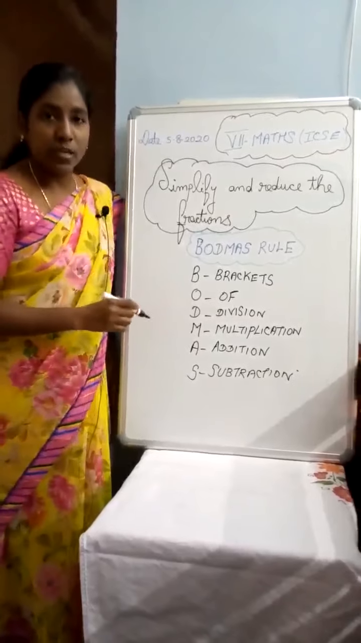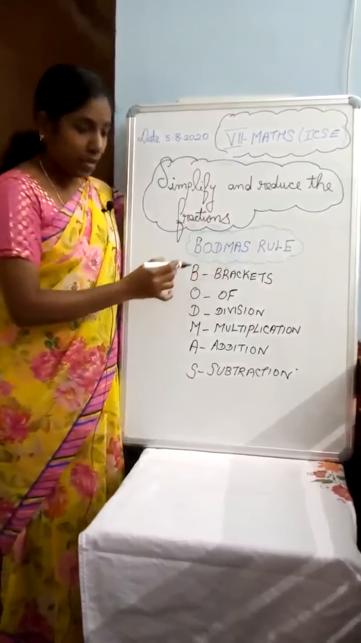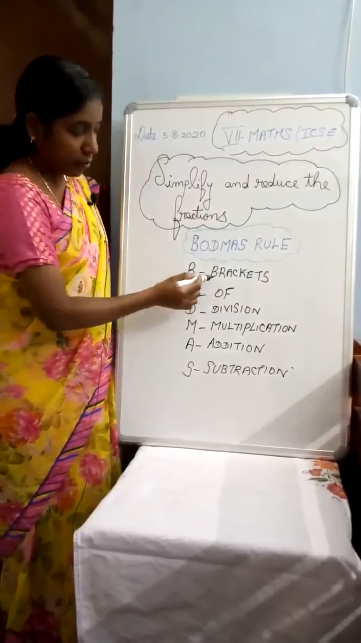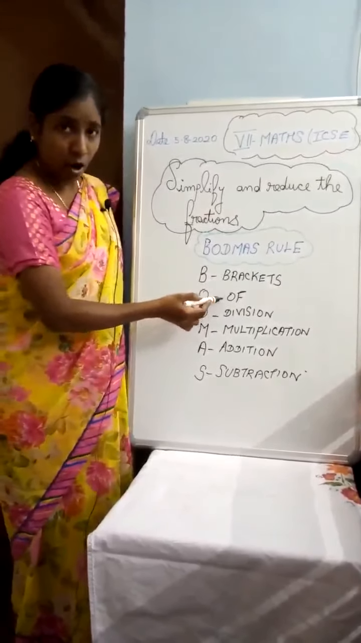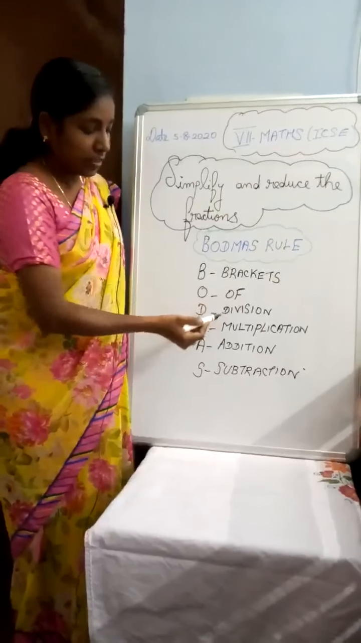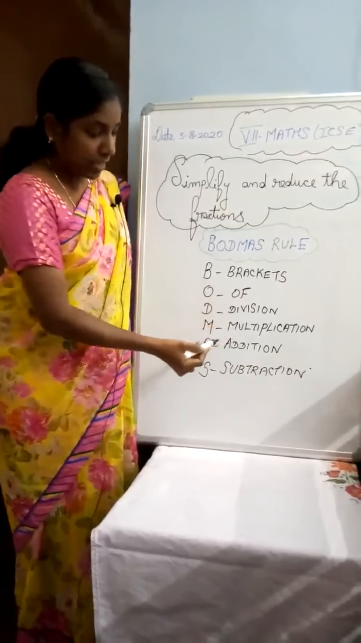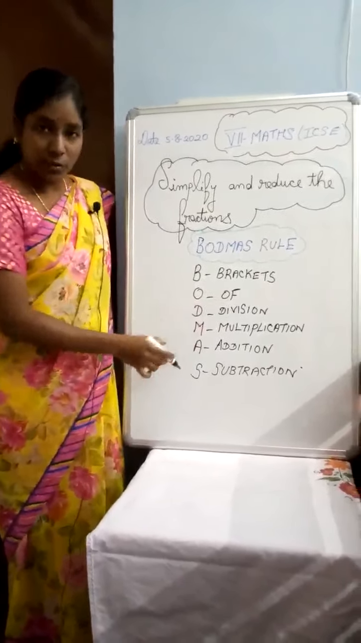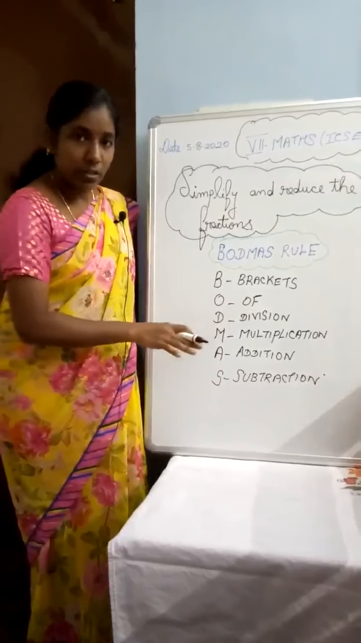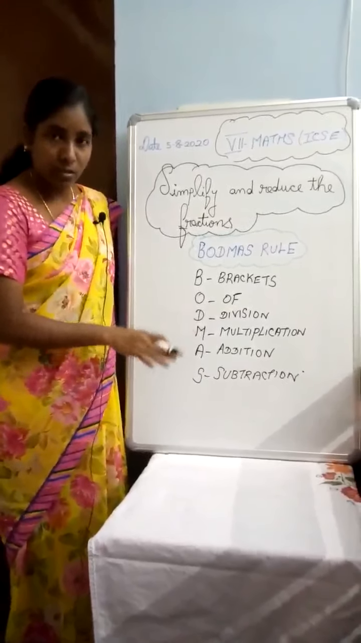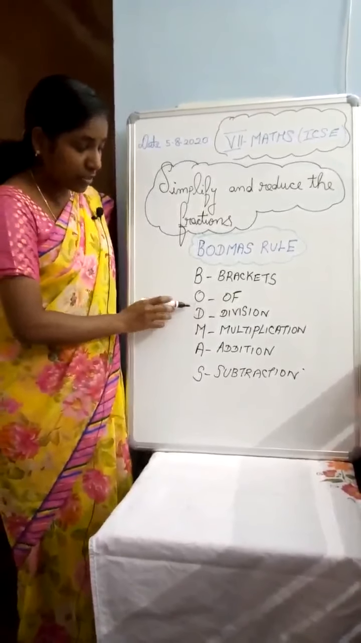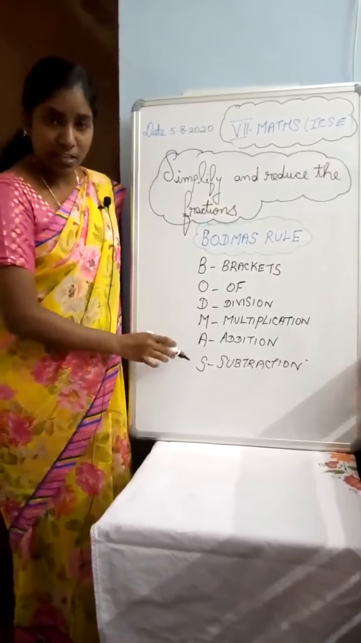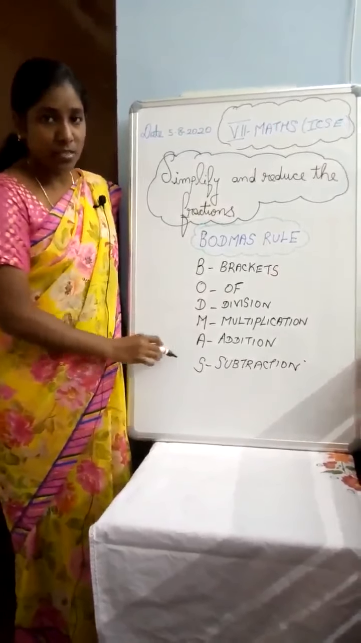So we are going to use a rule here. The rule is the BODMAS rule. B stands for brackets, O of, D division, M multiplication, A addition and S subtraction. We are going to follow this rule. In your question, we are going to check which operation comes first. We give the first preference to division, second to multiplication, third to addition and fourth to subtraction, and now we are going to see the sums based on this, students.